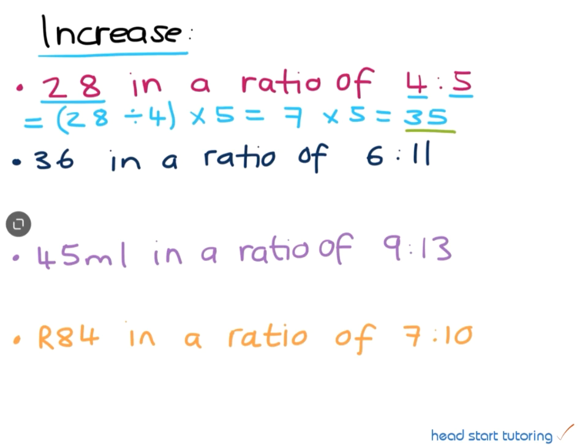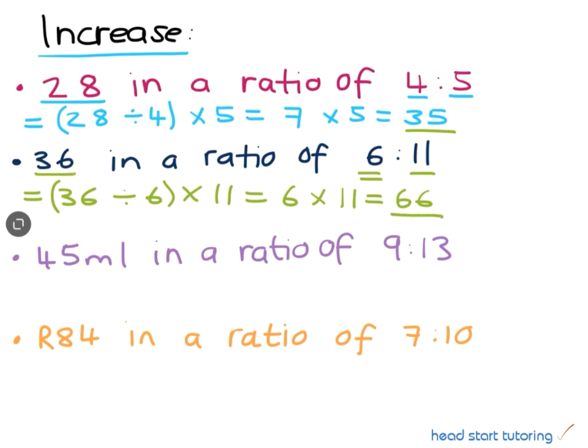If you end up with a smaller answer than the original, then you know that you have gone wrong somewhere. So then you just need to double check your work. If we would like to increase 36 in a ratio of 6 to 11, we divide 36 by the smaller number, which is 6, and we multiply it by the bigger number. So 36 divided by 6 is equal to 6. 6 multiplied by 11 is equal to 66. So 66 is obviously greater than 36, so I have achieved my goal.